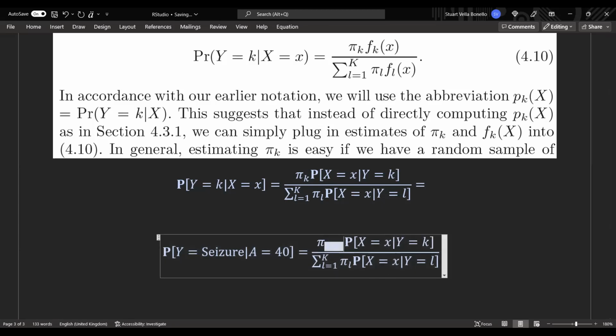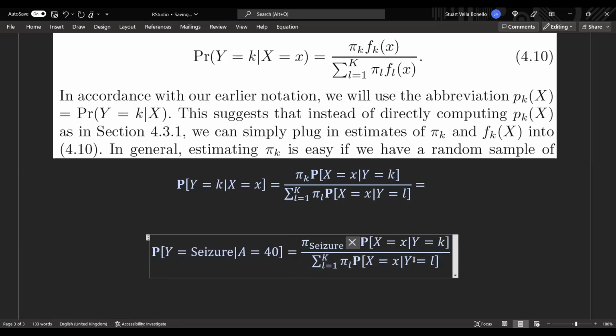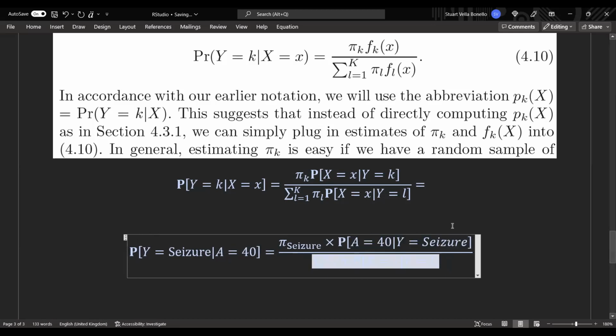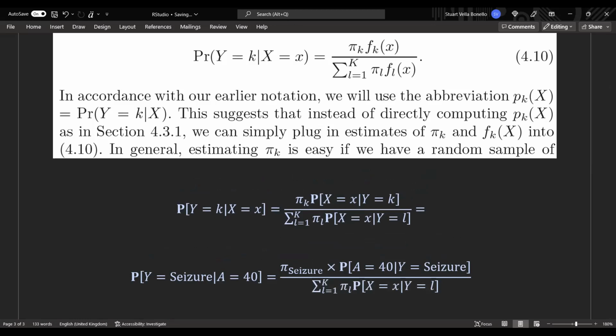your prior estimate of probability of seizure, times, primary school multiplication between two real numbers, age 40 and Y equals seizure, divided by, let's say that we only have two classes so that everything fits in. Let k equal 2.